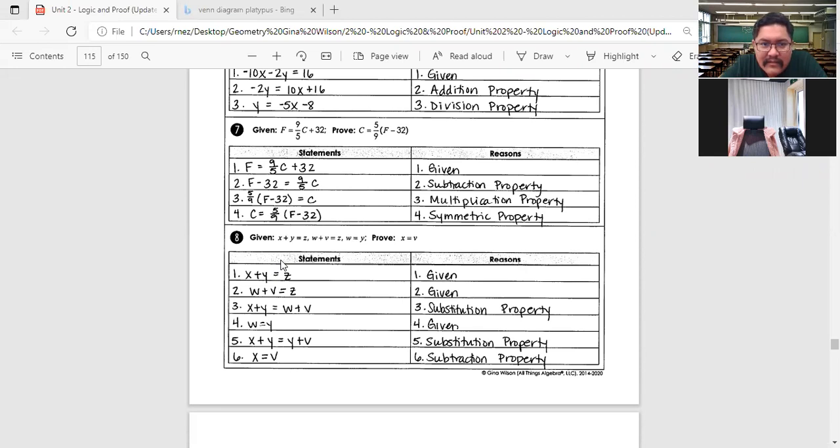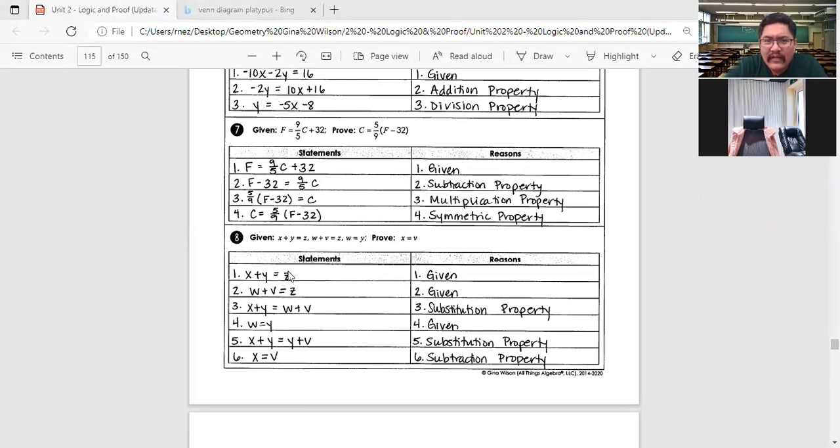All right, so here, given x plus y equals z, so we have our first given. Second given, w plus v equals z, and that's our second given statement. And it looks like we have another one here. Now what they did is, see how this one is equal to z and the next one is equal to z?